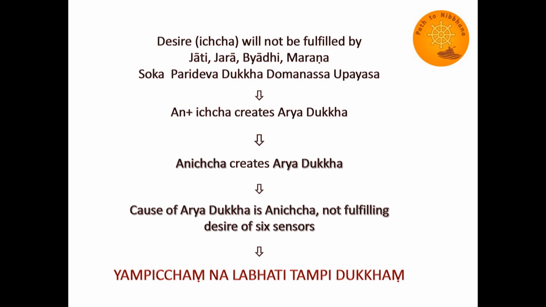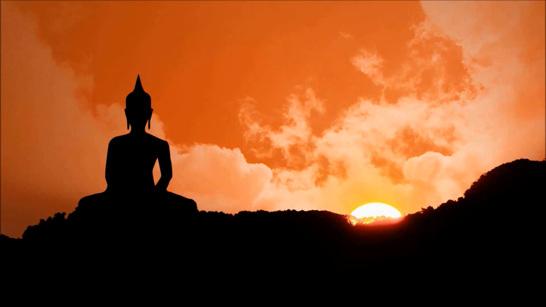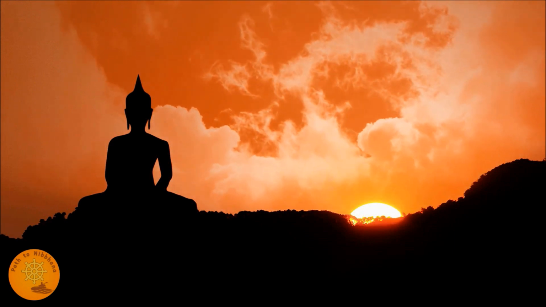Why? That is when you attach, you created a like. If you didn't create a like or dislike, then you won't suffer. It doesn't matter to you what happens, right? So desire will not be fulfilled by jati, jara, marana, soka, parideva, dukkha, domanassa, upayasa. Anicca. So iccha is there, but it is anicca. Anicca is, that is why anicca is the dukkha arya satya. Cause of arya dukkha is anicca.